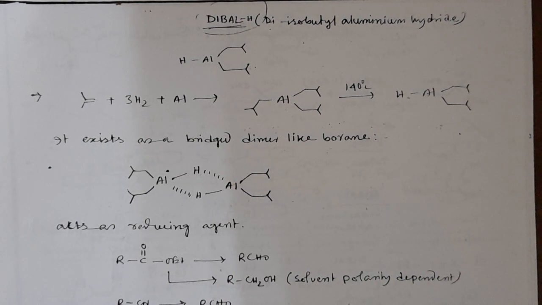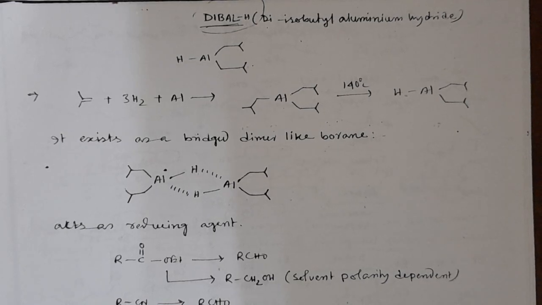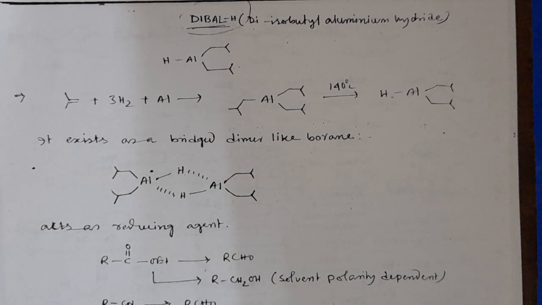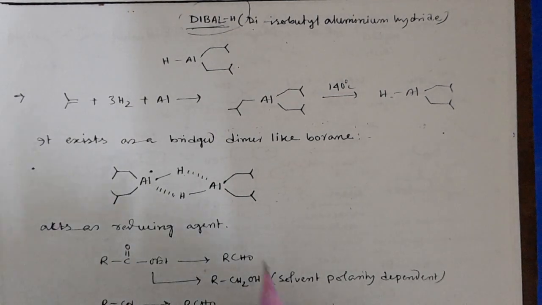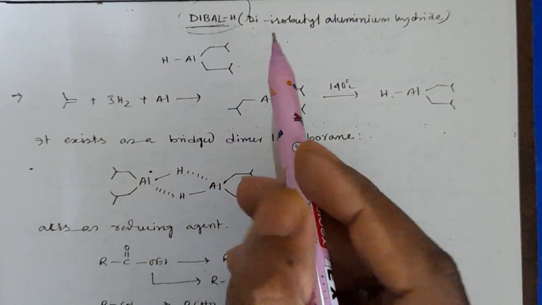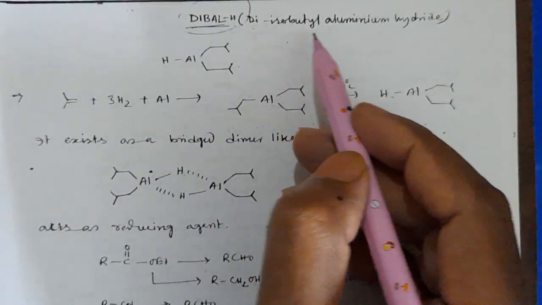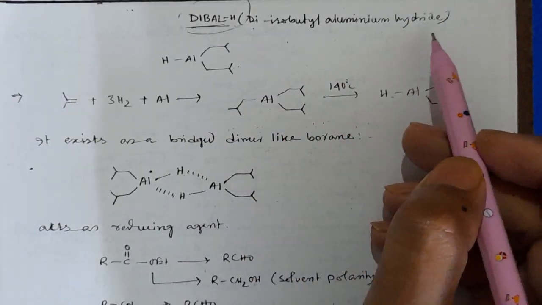So in this particular video, I am going to discuss one of the most important reducing agents. The name of this reducing agent is DIBAL-H, and the full name is diisobutyl aluminium hydride.